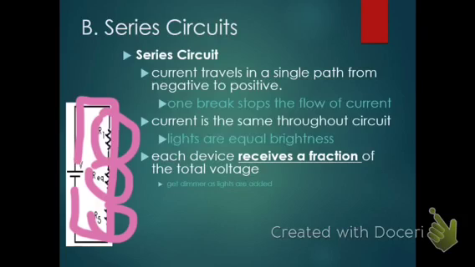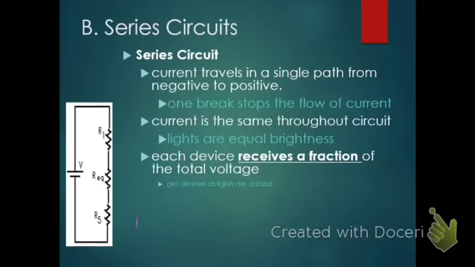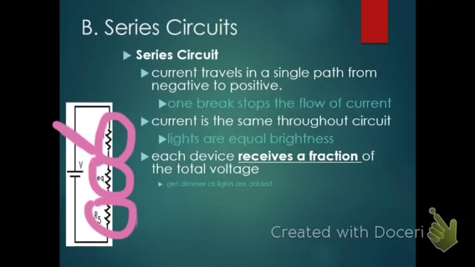Okay, with a series circuit, if you have one break in the path of the circuit, meaning you open a switch or a wire gets cut or something, then it's going to stop the flow of the current. So if there's a break in the line right here, whatever is plugged in here, here, and here is all getting turned off. The current is the same throughout the circuit.